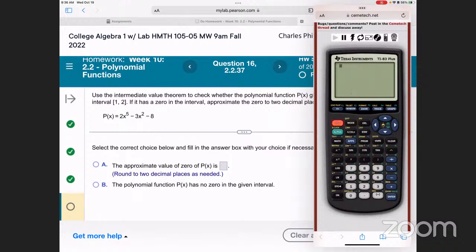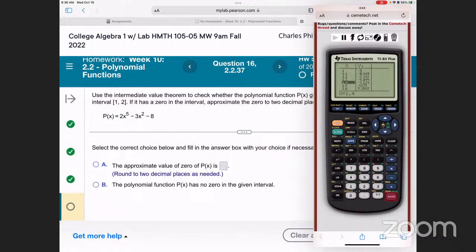So I'm going to go to my table set, and I wanted to start at 1. I wanted to start at 1, and I wanted to change by 0.1. And let's look at the table. Okay, so somewhere between 1 and 2, we should get a sign change. You can see it right there between 1.4 and 1.5.